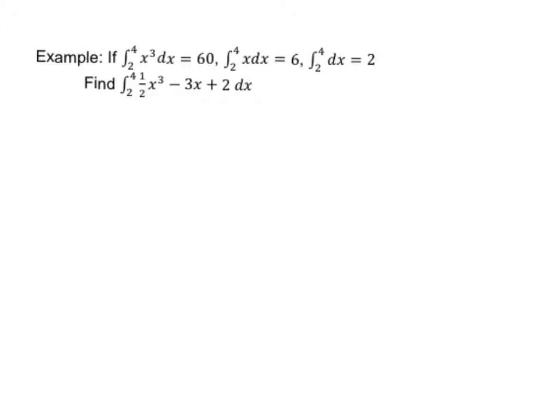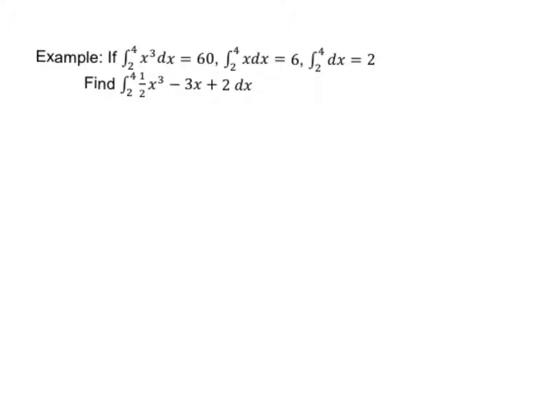Alright, so here's an example. If the integral from 2 to 4 of x cubed dx is 60, the integral from 2 to 4 of x dx is equal to 6, and the integral from 2 to 4 of dx is equal to 2, find the integral from 2 to 4 of 1/2 x cubed minus 3x plus 2 dx.